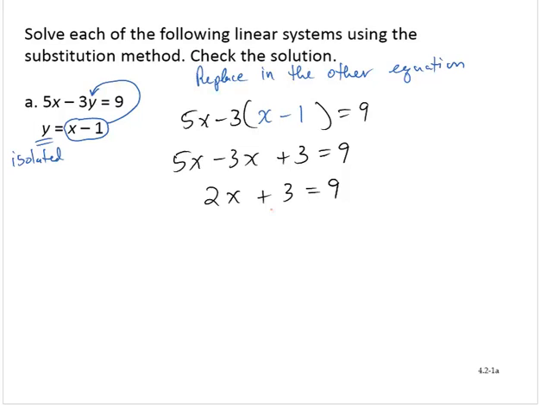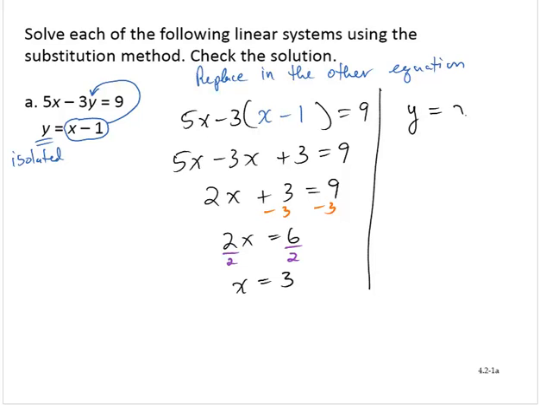Now I will subtract 3 from both sides, and 2x equals 6. And I'll divide through by 2, and x equals 3. We were asked to solve the system. Well, remember, a system of equations has as its solution an ordered pair, so we now need a y value. If we recall from the very beginning, we know that y is equal to x minus 1. So then by substitution again, we have y is equal to 3 minus 1, y equals 2.